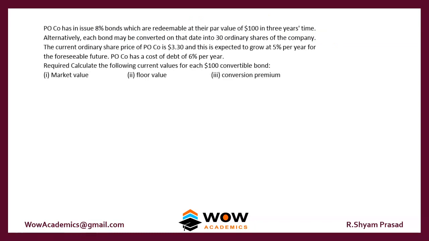PICO has in issue 8% bonds which are redeemable at a par value of 100. If the par value is 100, then the nominal value will also be 100. In 3 years' time, alternatively, each bond may be converted into 30 ordinary shares of the company. The current share price of PICO is 3.3 and this is expected to grow at 5% per year for the foreseeable future. PICO has a cost of debt of 6%. So this is the discount factor that we have to use. Now we'll first create the table for this. Again we'll do a table which is very similar to the redeemable bond.